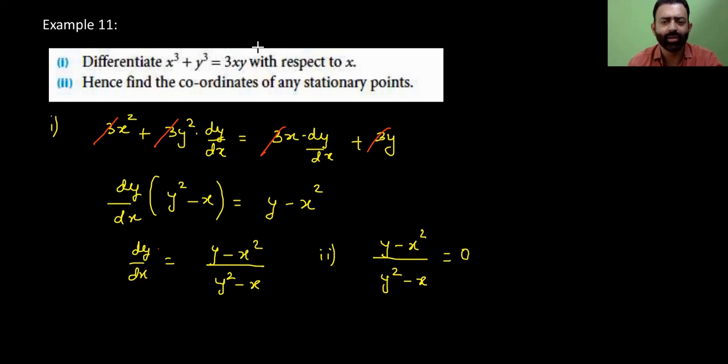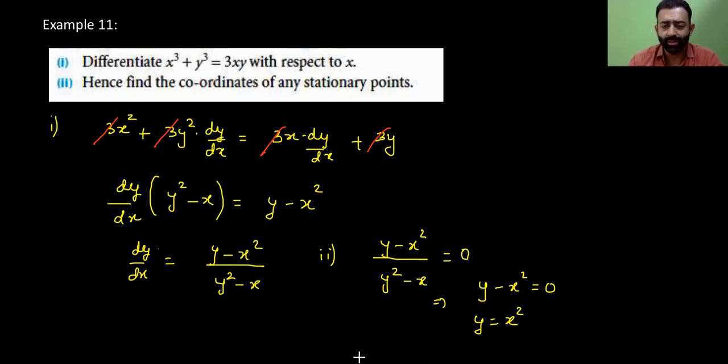It is a very big number. So that means the denominator cannot be equal to 0. If any fraction has to be equal to 0, its numerator has to be 0. So we have here y minus x square has to be equal to 0. That means y should be equal to x square, right? y has to be equal to x square.